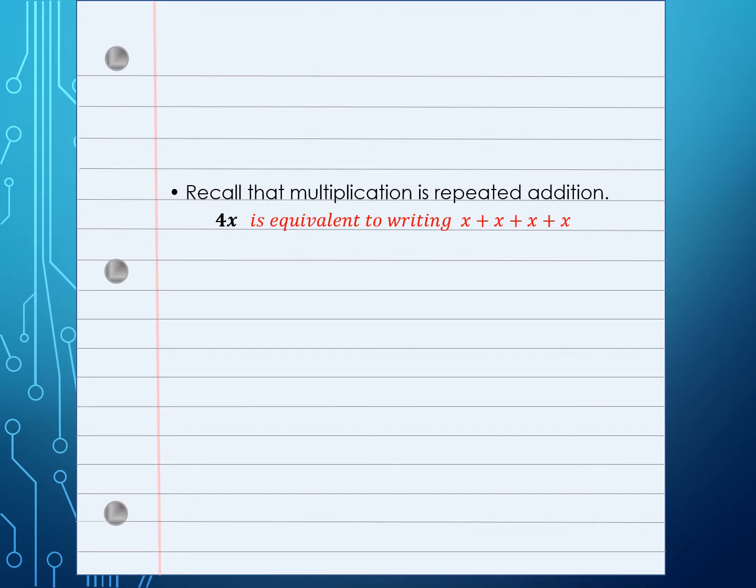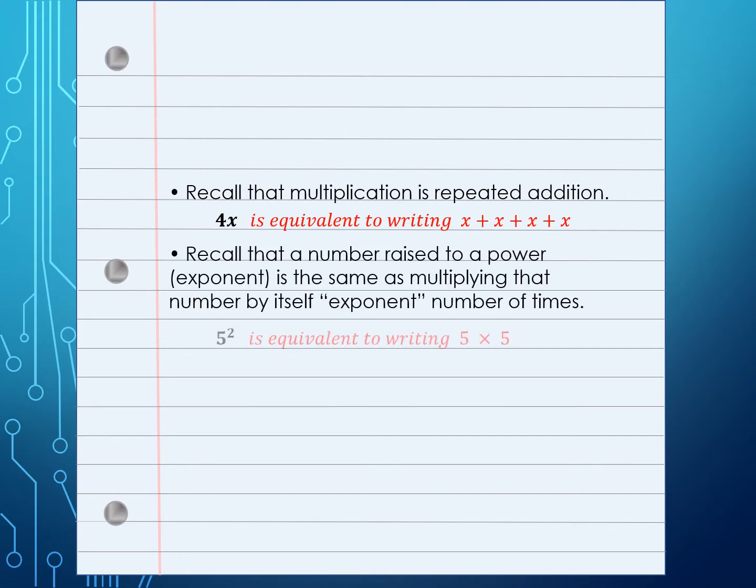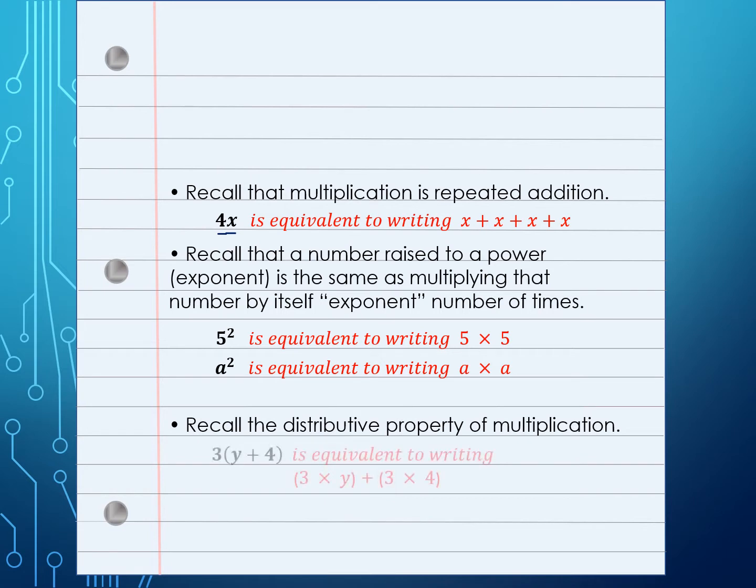Remember that multiplication is repeated addition. So when you see 4 times the variable x, that's equivalent to writing the variable x plus the variable x plus the variable x plus the variable x. If I had 4a, that would be equivalent to writing a plus a plus a plus a.